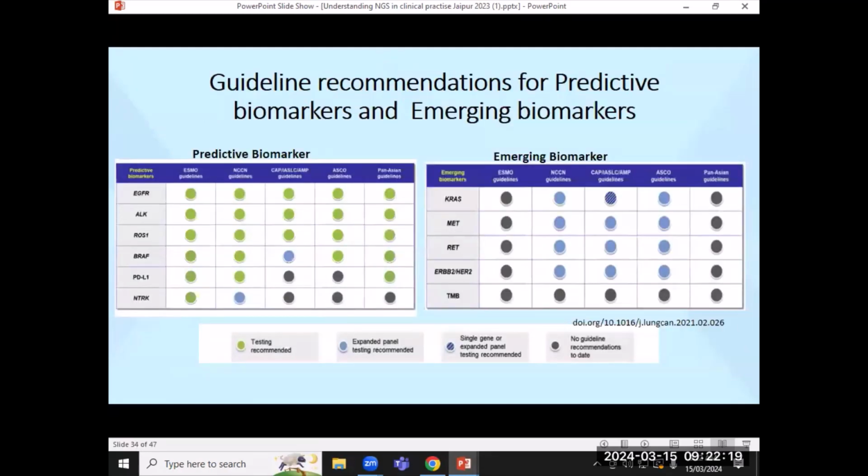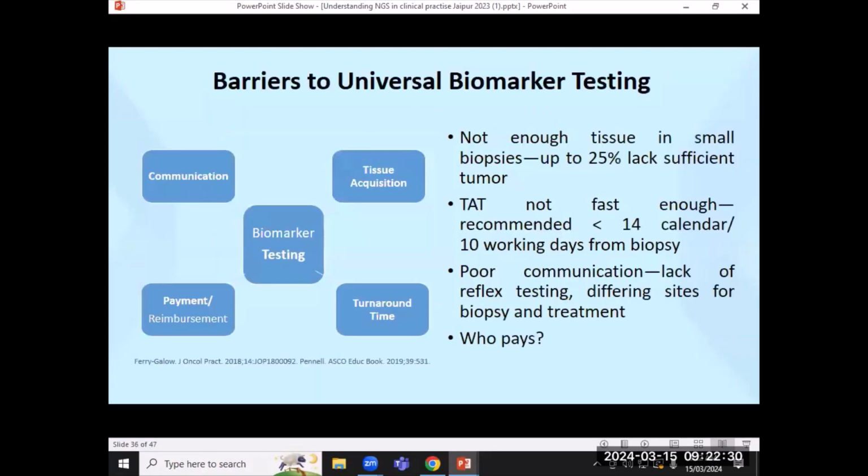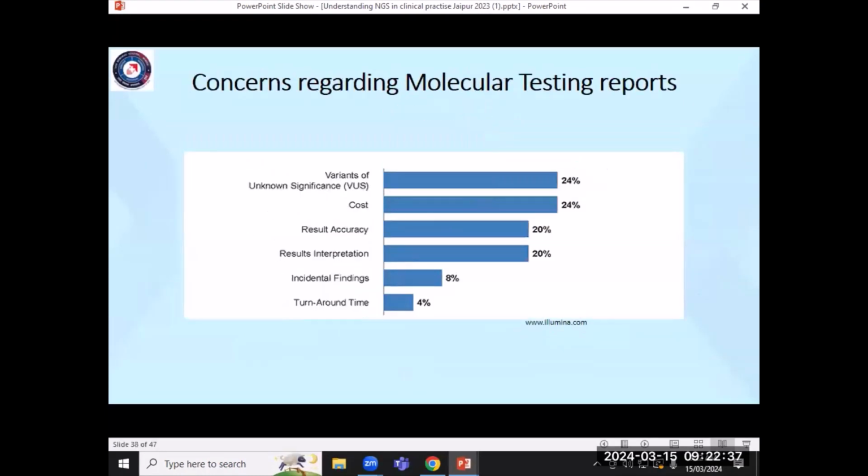So there are guideline recommendations for predictive biomarkers and emerging biomarkers. We know what the predictive biomarkers and the emerging biomarkers in lung cancer are, and then you must choose wisely. And what are the barriers for universal biomarker testing? Basically, communication is key.